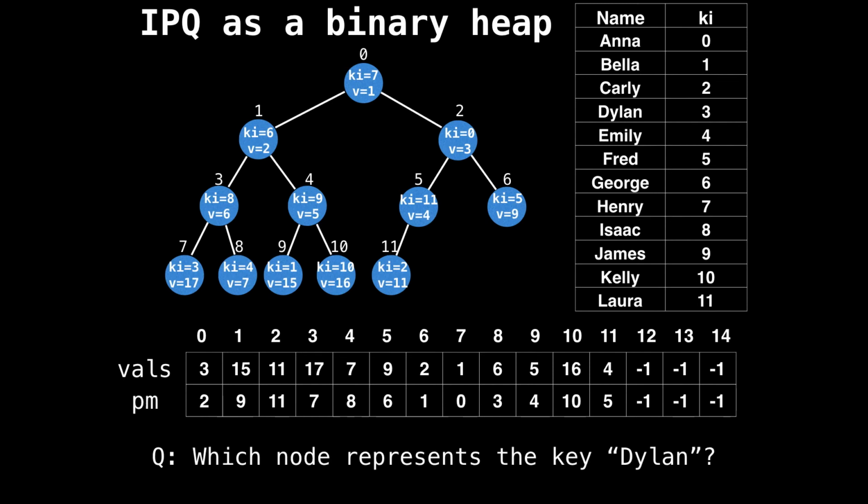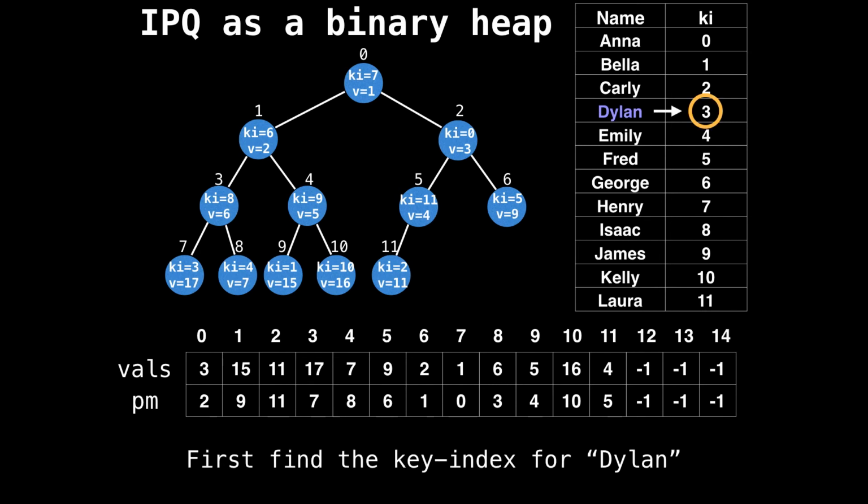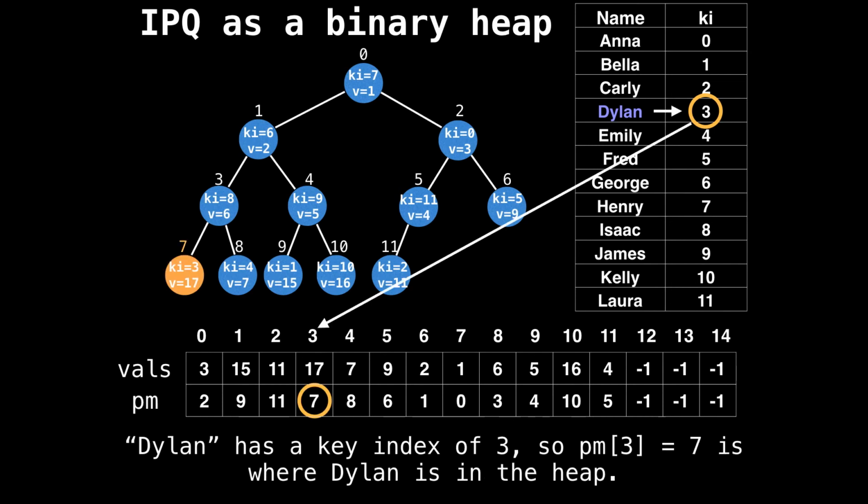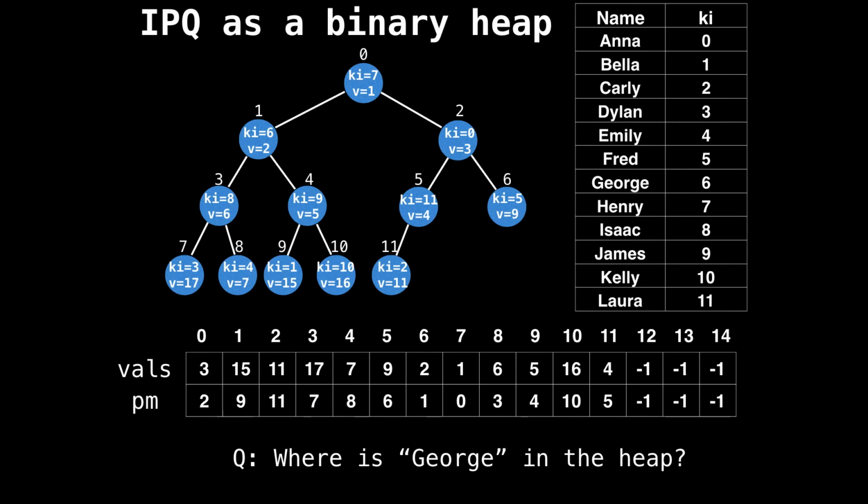As an example, let's find out which node represents the key Dylan. First, find the key index for Dylan, which happens to be 3. Then look up index 3 in the position map to tell you where Dylan is in the heap. It looks like Dylan is at the node at the index 7, highlighted in orange. Now here's a follow-up question. Where is George in the heap? I'll give you a quick moment to figure that out before I give you the answer.